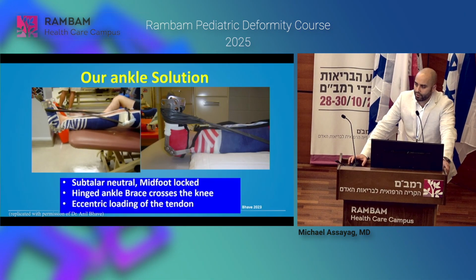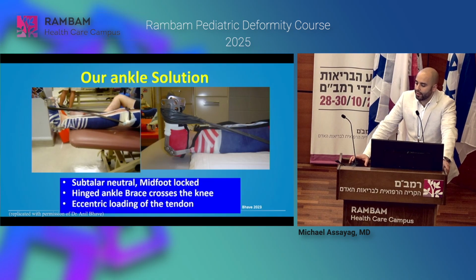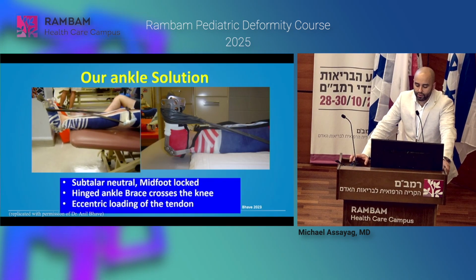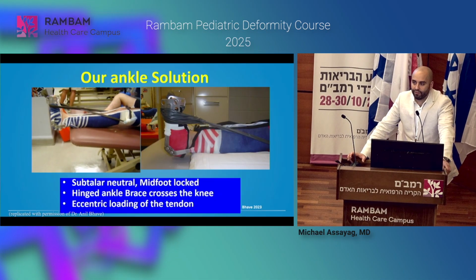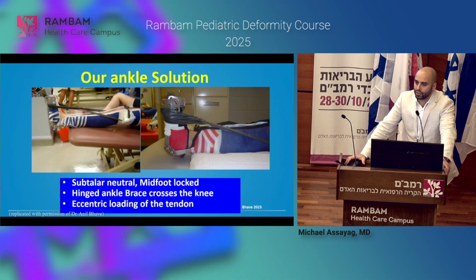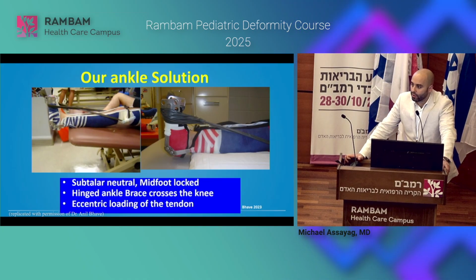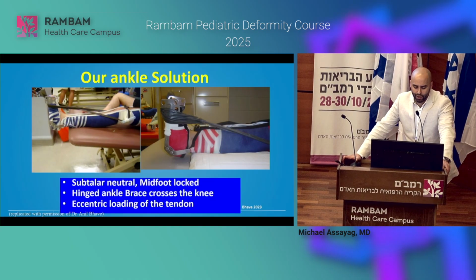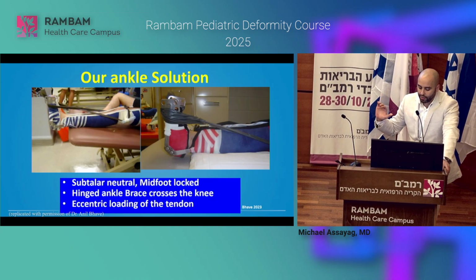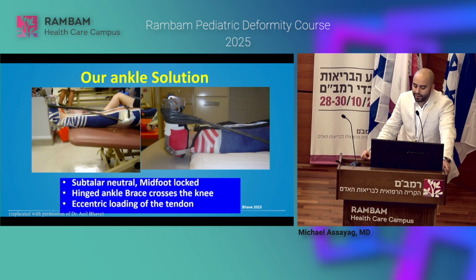Now, it's really important to remember that when we do it at the ankle, the subtalar joint has to be neutral, the midfoot has to be locked. And if that's not the case, all that force, instead of being dissipated through the ankle, is going to be dissipated through the midfoot and hindfoot, and you will not obtain the stretch that you want. So the subtalar joint must be neutral or slightly inverted, and the Chopart joint has to be locked.